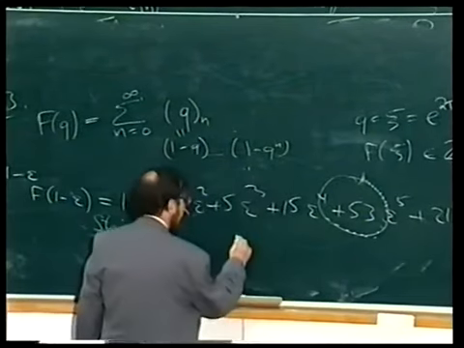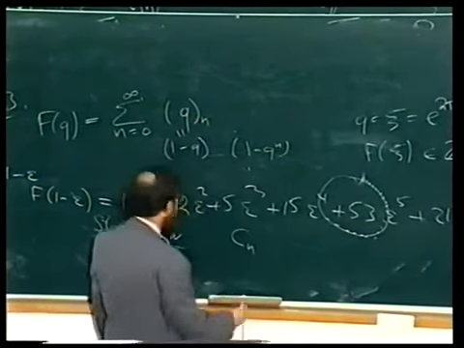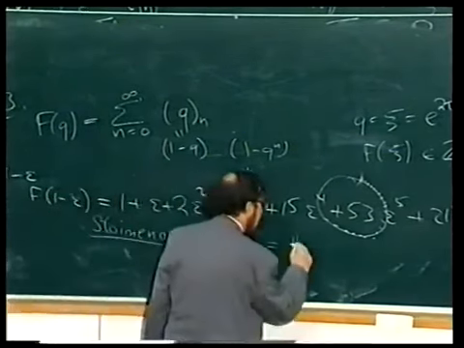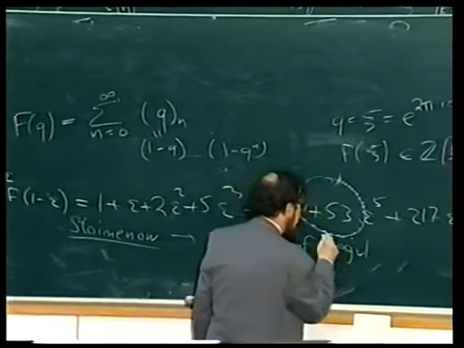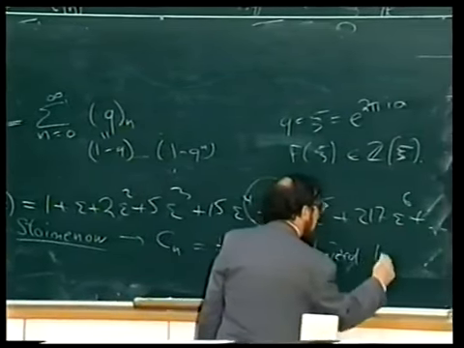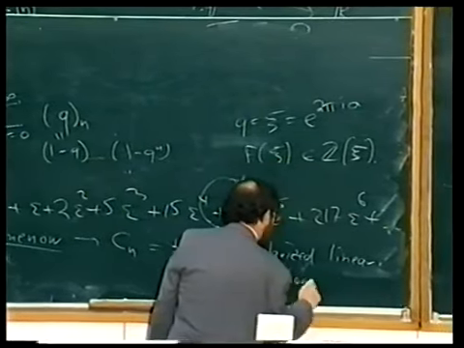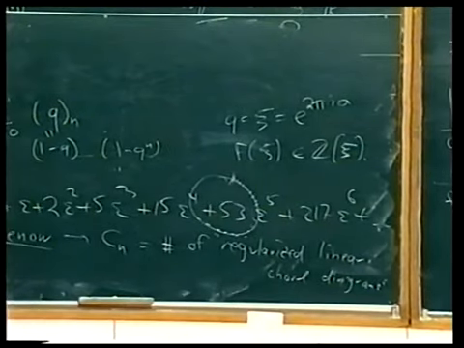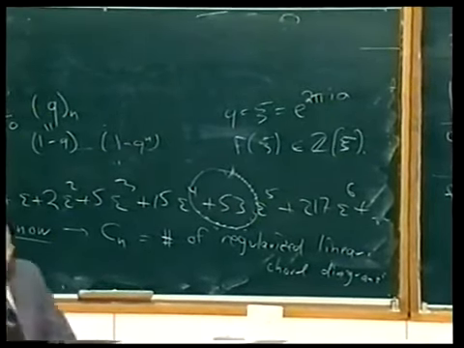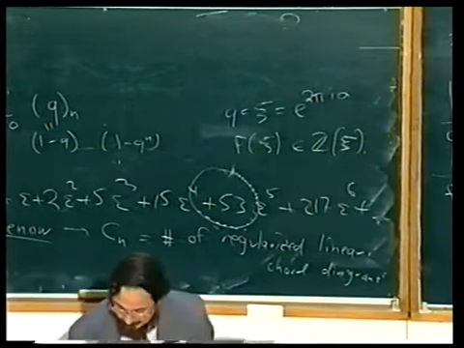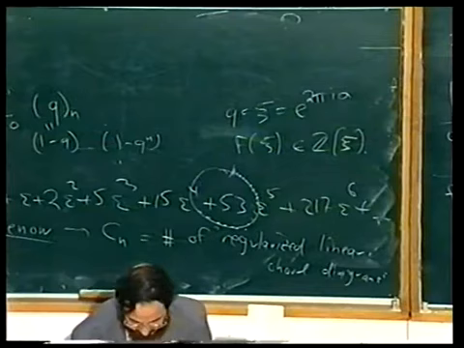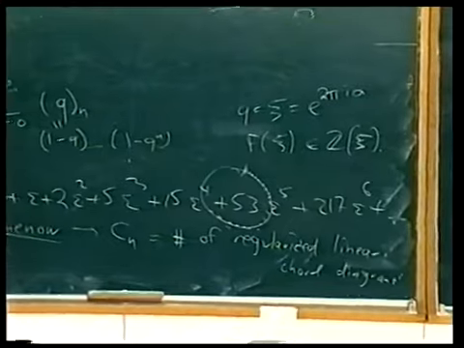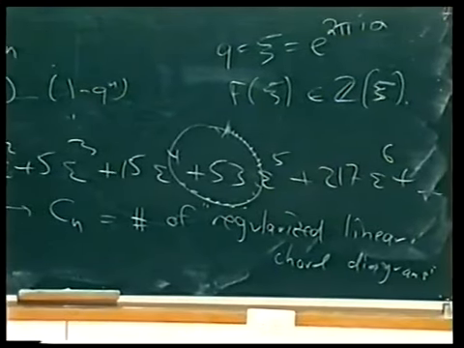And his definition, if the nth coefficient is called Cn, then at least the table, which agreed for the first 30 numbers, was the number of regularized linear chord diagrams, which is a combinatorial object. I was going to define it completely, but I'll just tell you what it is. If you know what chord diagrams are, they're the things you count when you count Vassiliev invariants. I won't define regularized unless somebody asks, but I could draw a little picture of the first few.